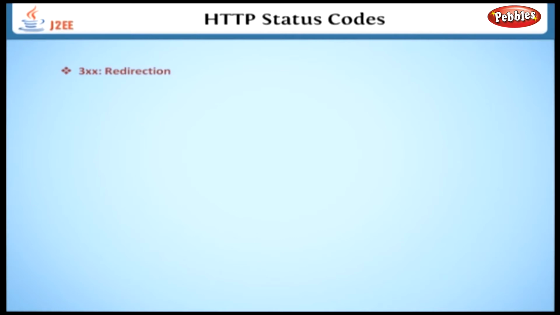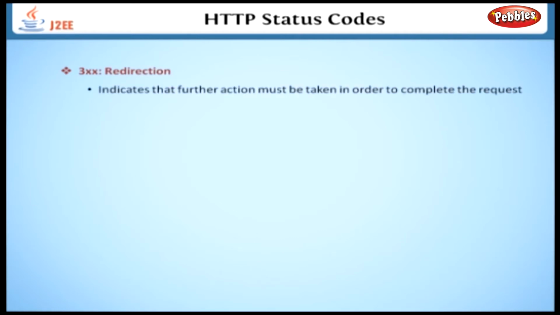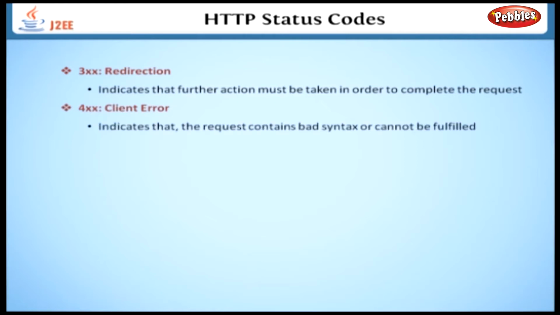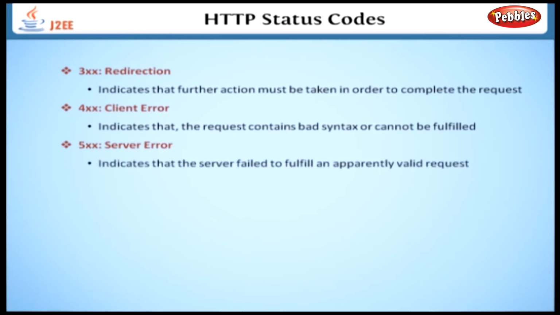3XX redirection. This series indicates that further action must be taken in order to complete the request. 4XX client error. This class of response indicates that the request contains bad syntax or cannot be fulfilled. 5XX server error. This series indicates that the server failed to fulfill an apparently valid request. Let us see some of the status codes in detail.